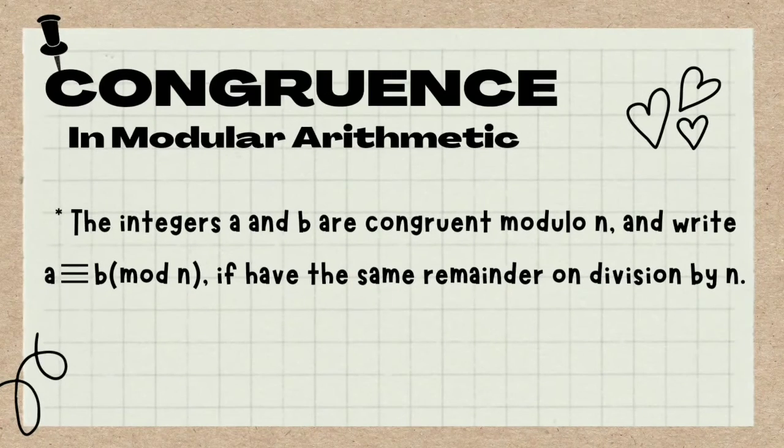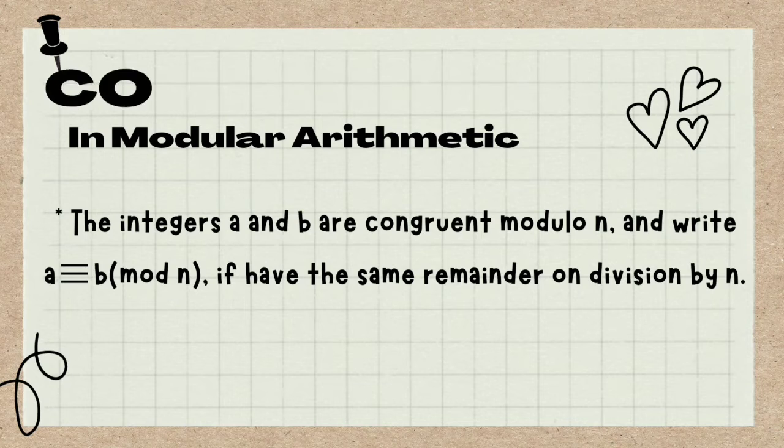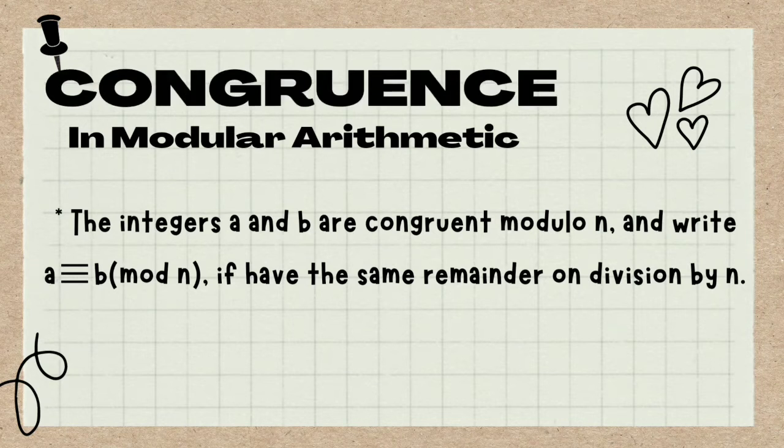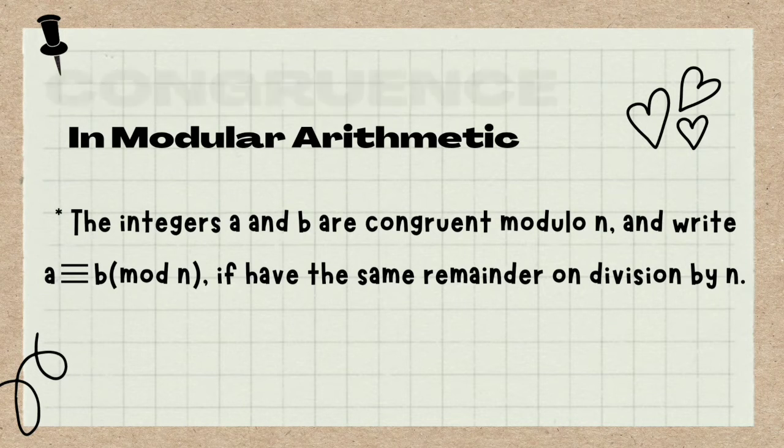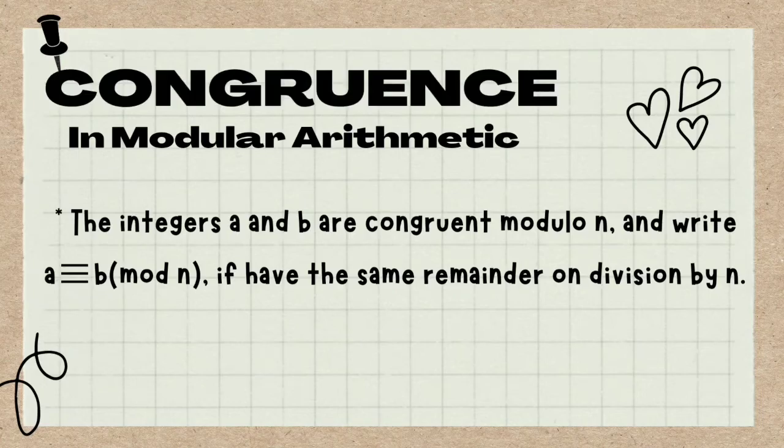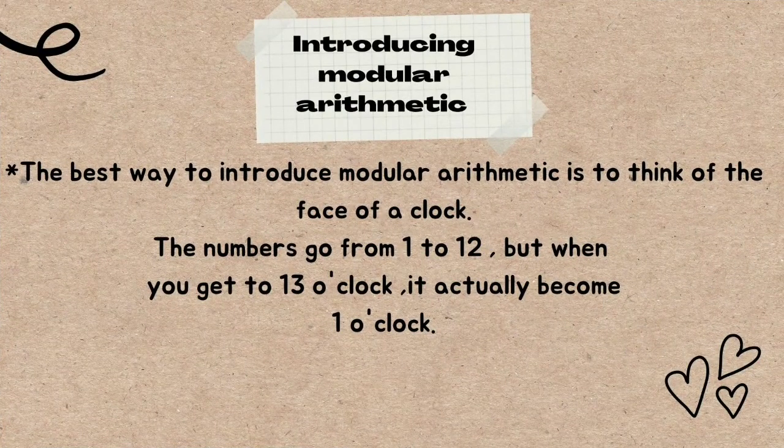In mathematics, it is sometimes called clock arithmetic. So, let us talk about congruence in modular arithmetic. The integers a and b are congruent modulo n, and we write a congruent to b mod n, if they have the same remainder on division by n. How can we introduce modular arithmetic? The best way to introduce modular arithmetic is to think of the face of a clock. The numbers go from 1 to 12, but when you get to 13 o'clock, it actually becomes 1 o'clock.